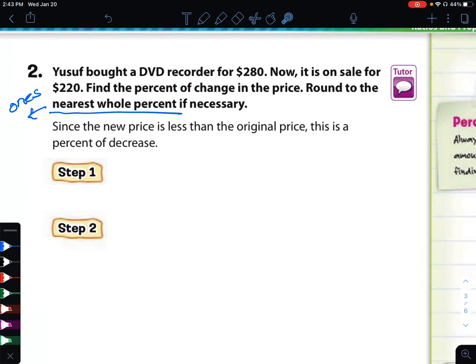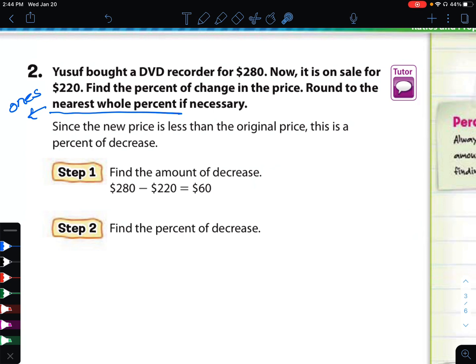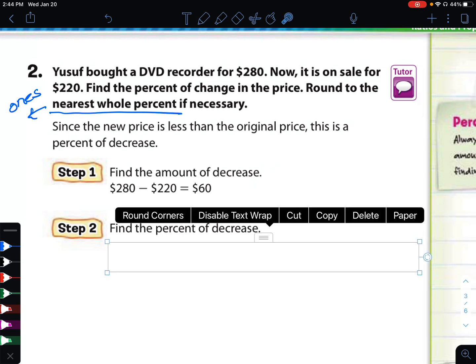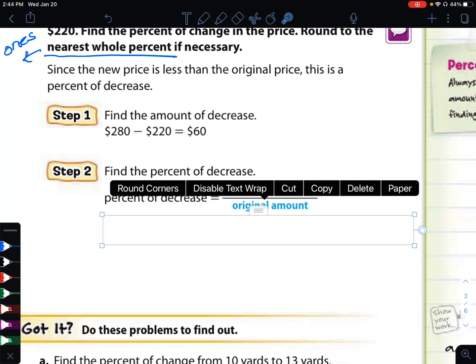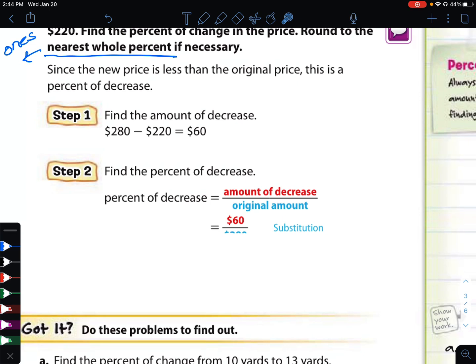So what we need to do in step number 1 is find the amount of decrease, and for us to be able to find the amount of decrease, we subtract 280 minus 220, which gives us $60. Which brings us to step number 2, find the percent of decrease. We follow the formula again, the percent of decrease formula, which is the amount of decrease over the original amount. And we substitute the value for the amount of decrease, which is $60, and the original amount, which is $280.